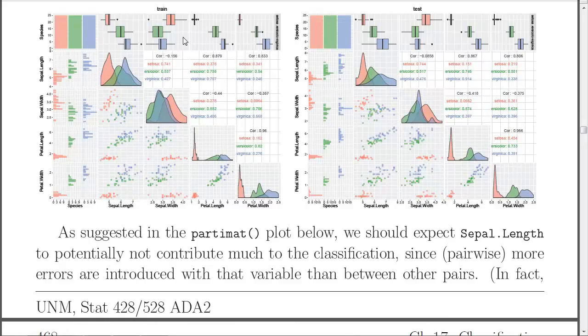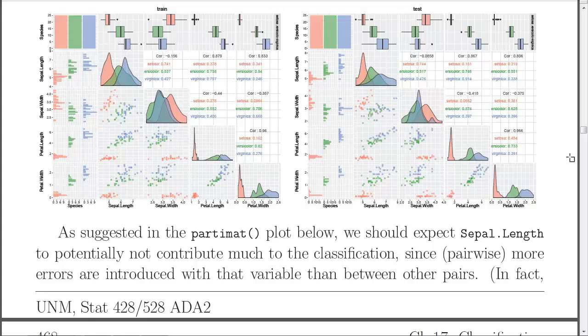We see that the orders of the box plots are the same for the two halves. The marginal density plots on the diagonals look relatively similar. You can see some variations. For example, this green hump on the right in the test data set is not quite as humpy on the training set on the left, and that's just because of the random sampling.